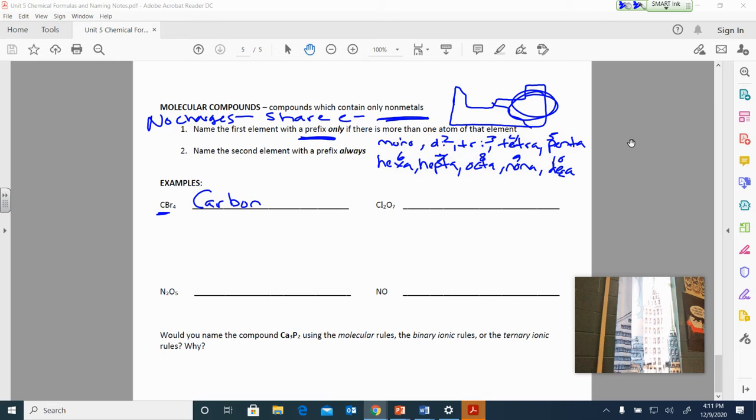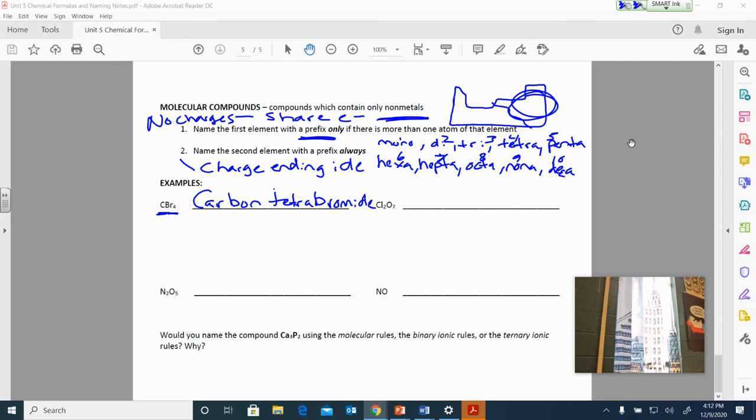Then it says, name the second element with the prefix that it needs. So I look on the periodic table for Br. Br is bromine. Now this rule should kind of be added here: we still change the ending to I. So the name is still changed to I for the second element. So bromine is going to become bromide, like that. But I need the prefix. I'm out of room. It's supposed to be tetrabromide because there's 4 of them. Tetrabromide, like that. There you go.